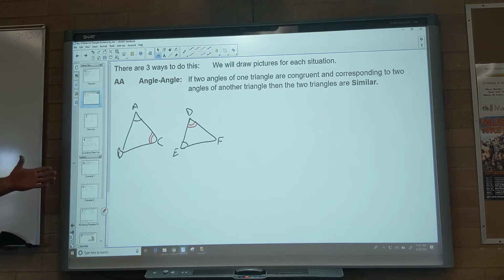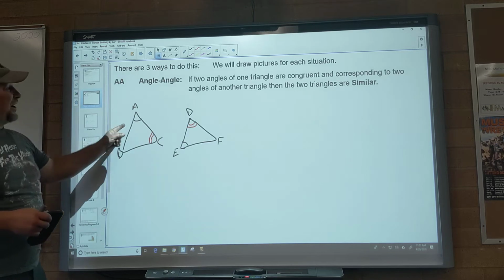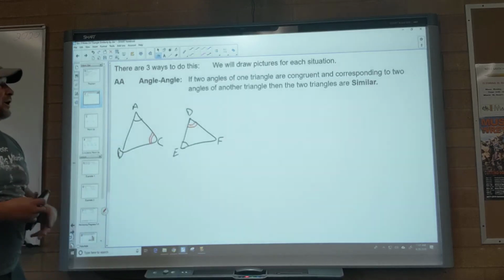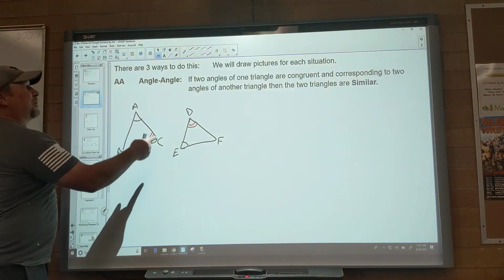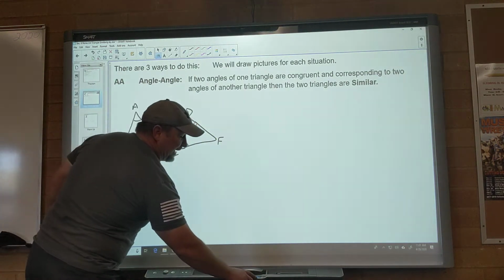Well, what do we have? We have one triangle with two markings. Two angles are marked, and they are congruent to the angles that are marked on another triangle. And obviously you can see they're different sizes. That means that these two triangles will be similar by angle. And then we can write a statement.